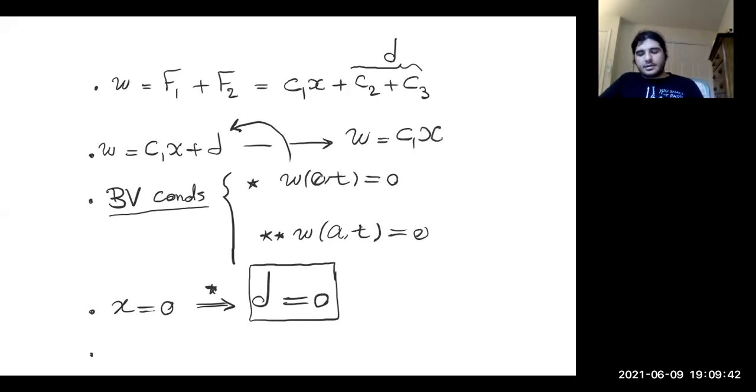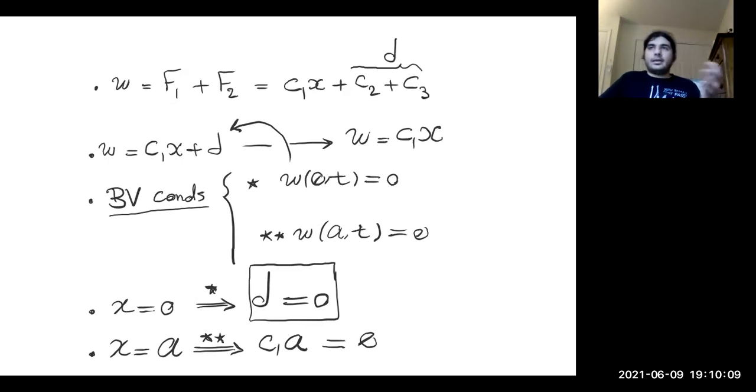What about the second condition? Well, let's set x to be equal to a. Let's plug in x equal to a to the first equation, sorry, the second condition and the first equation we had. So it would be c1 times a, and this should also be equal to 0. Well, a, we are assuming, is non-zero. It's just the length of the thing we had. Therefore, c1 is also 0.